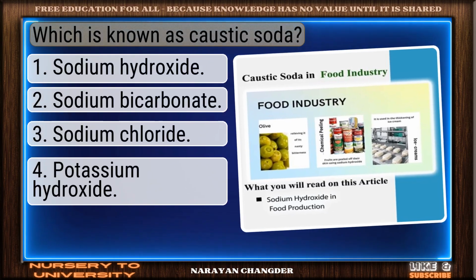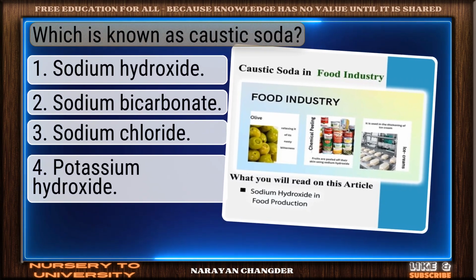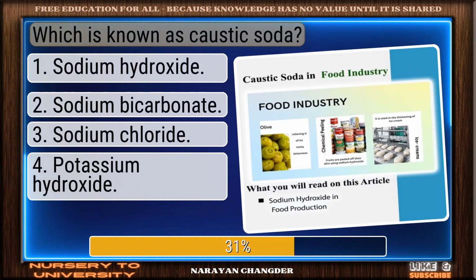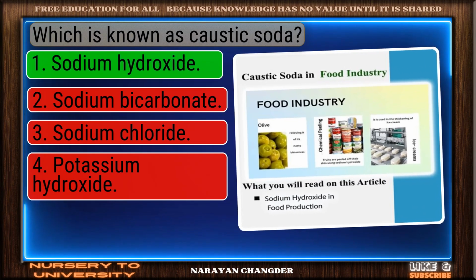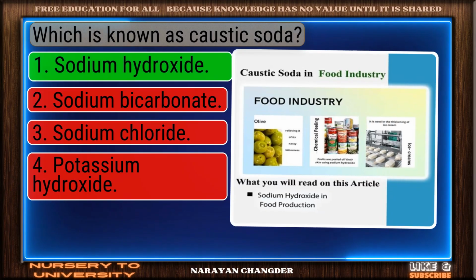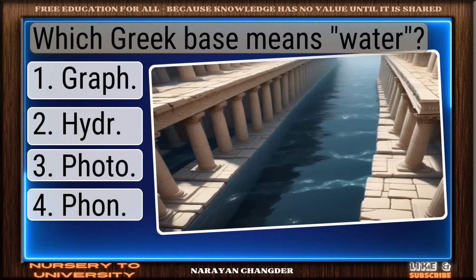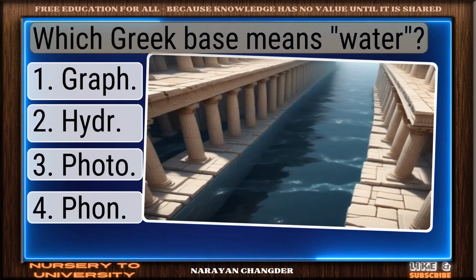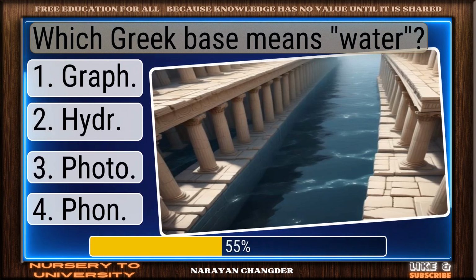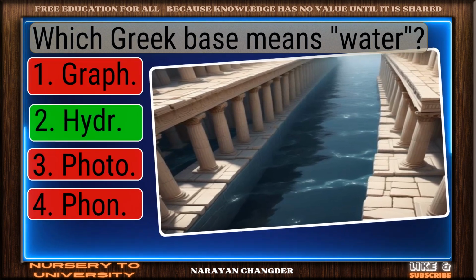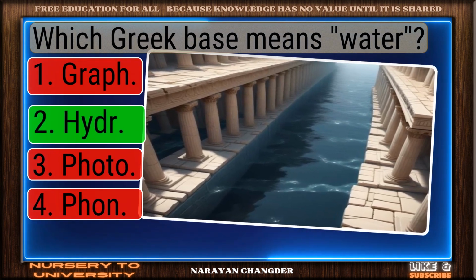Question number 133. Which is known as caustic soda. Nice work. You chose sodium hydroxide, and it is correct. Question number 134. Which Greek base means water? Great thinking. Hydro is the right choice.